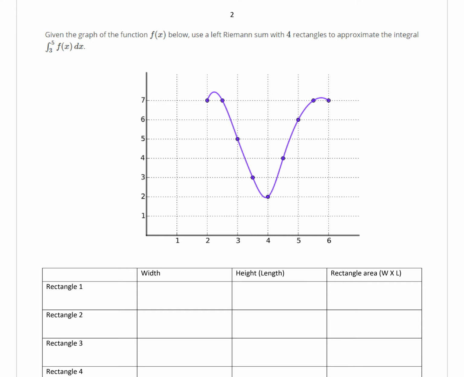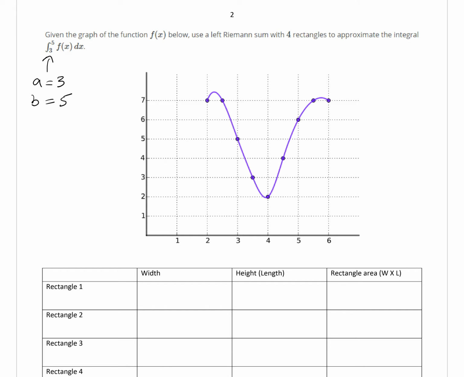Given the graph of the function f of x below, use a left Riemann sum with 4 rectangles to approximate the integral from 3 to 5 of f of x, this function. As I said, the work doesn't turn out to be too hard, but you need to know what the terms mean, and where to start. The very first thing to look at is the interval, a to b, that you're looking at, which is from here. So the values of a and b are 3 and 5.